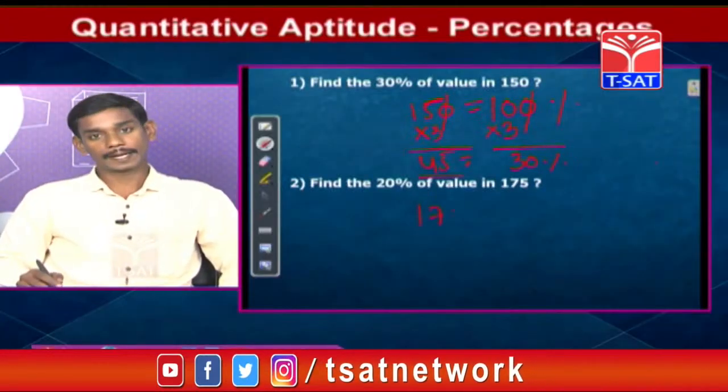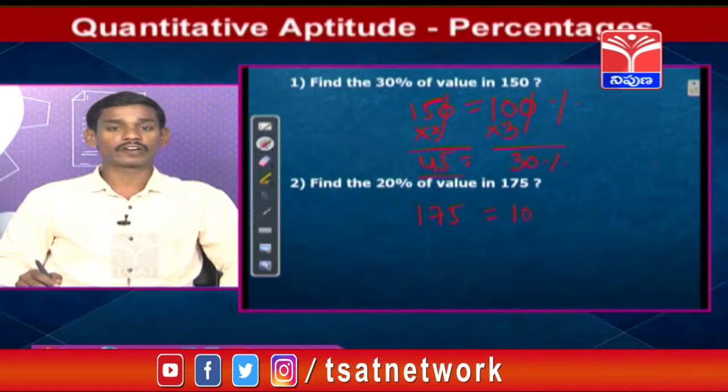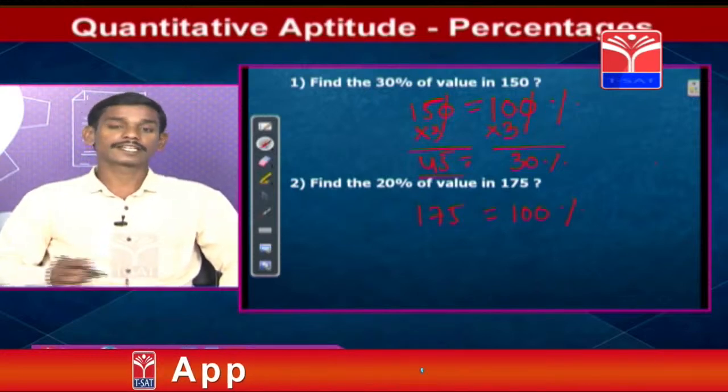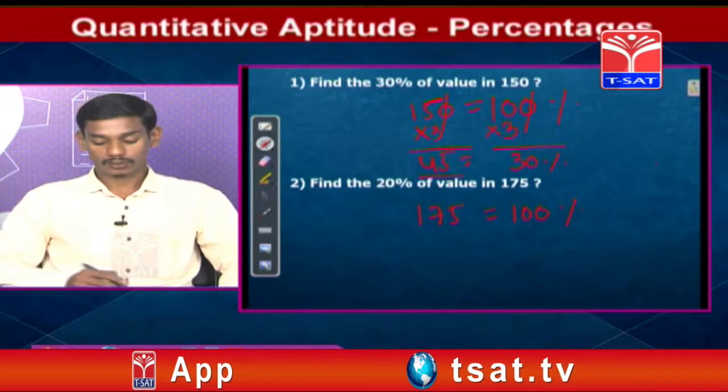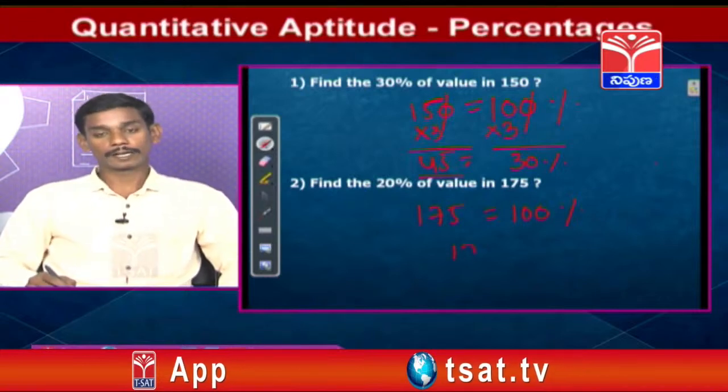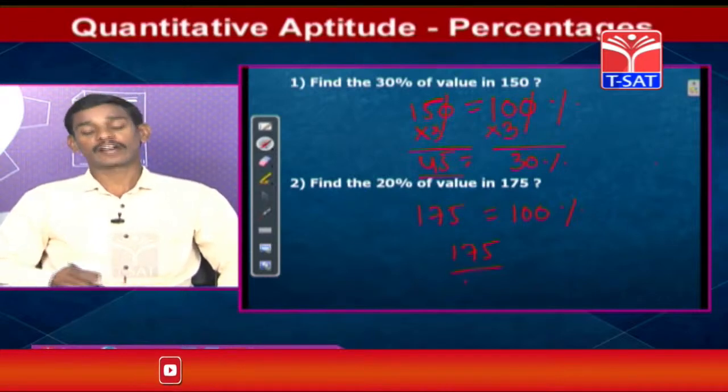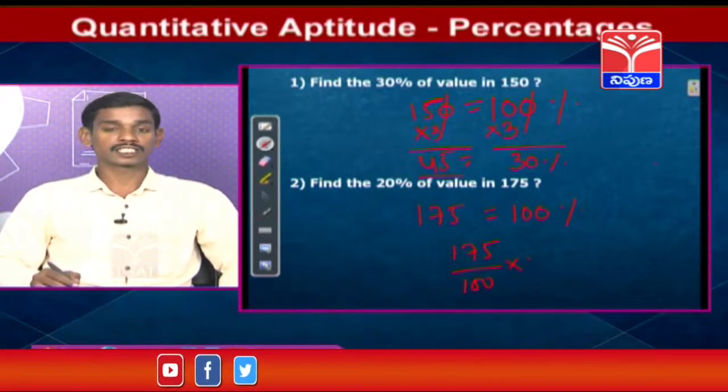175 equal to 100 percentage. Just remove both side ones. So there is no chance of removing zeros. So better to find directly. We want 20 percentage value in 175. Here zero cancellation is very important.